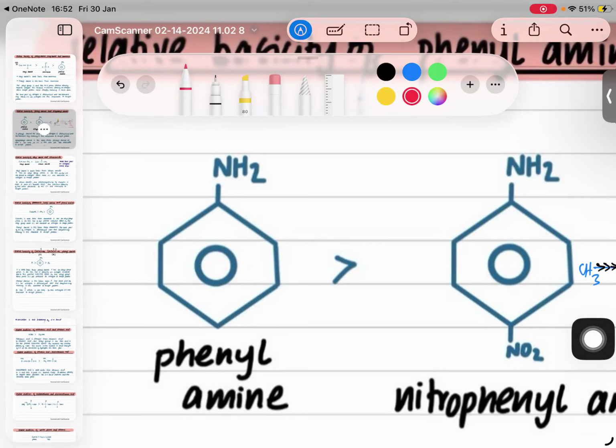Nitro is the additional thing which the right one contains. I'm giving you the information that it's an electron withdrawing group. So it's going to pull the electrons towards itself. There is no nitro on this side. So when it pulls the electrons of nitrogen towards itself, making them less available, it should be less basic. So nitrophenylamine is less basic than phenylamine.